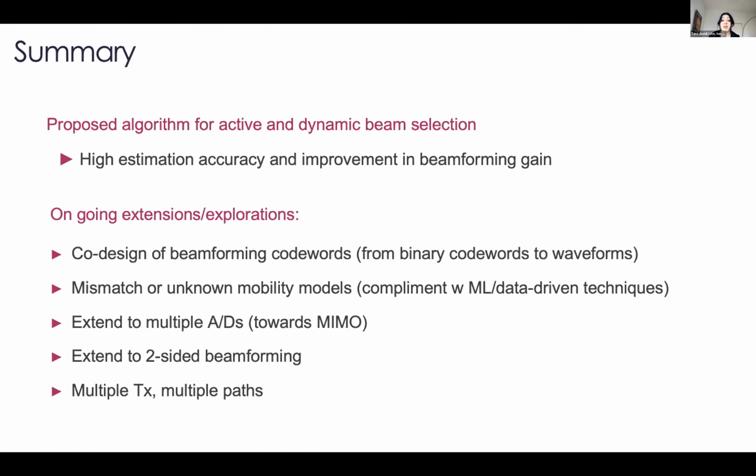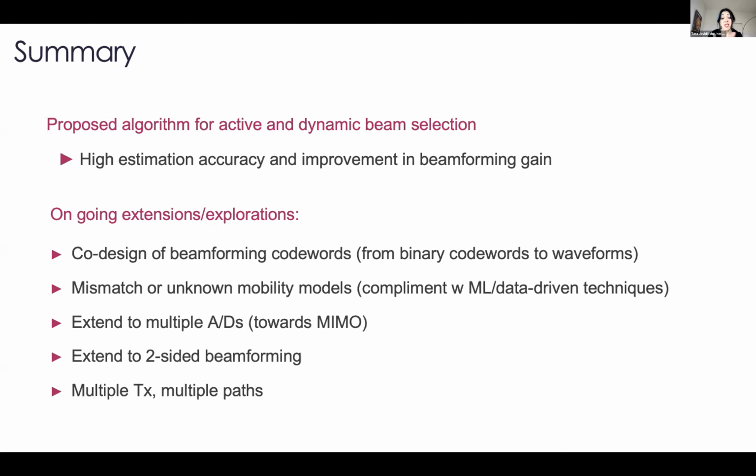Extension to multiple A2Ds. Right now, I'm talking about one scalar or one complex number representing everything for every measurement. You have many antennas, so the more A2Ds you have, the more you can extend these geometric arguments. And this is related to the co-design of beamforming codewords and the design of the waveforms rather than beamforming.